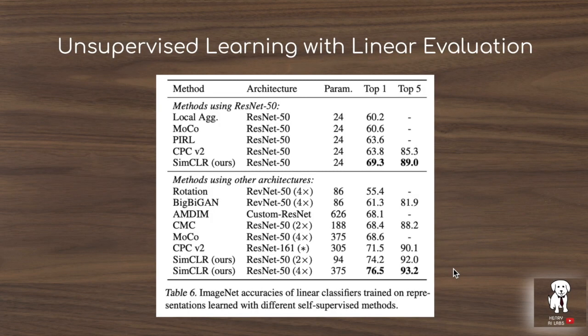This table further shows the results of doing the unsupervised representation learning and then putting a linear classifier on top of the representation and then training that to do ImageNet classification. You see the achievement of 76.5% top 1 accuracy is really remarkable for an unsupervised learning algorithm achieved by SimCLR, as well as a 93.2% top 5 accuracy.